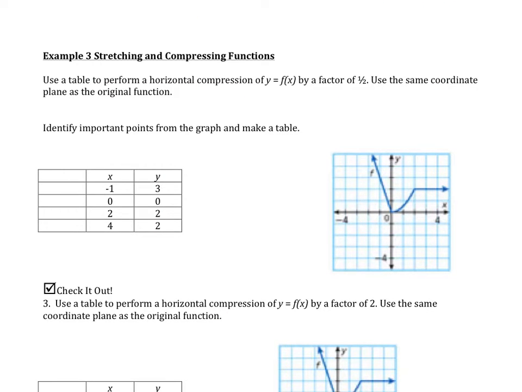So we're going to look at our next examples. It says horizontal compression, and the factor is 1/2. So the main thing you need to know is horizontally, which variable is that affecting? Is it affecting the x or is it affecting the y?